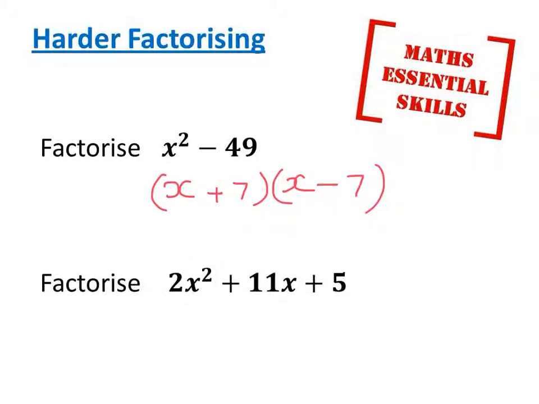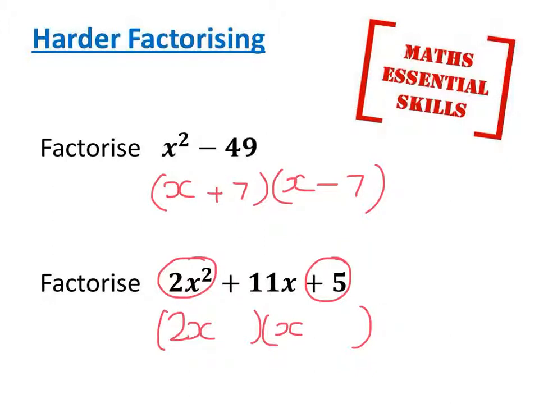So in this one, I'm looking for two numbers which multiply to make 5. Because I've got a 2x squared, I know it's going to be a 2x and an x, and I'm looking for numbers which multiply to make 5. In this case, it's 1 and 5, or 5 and 1, and because the whole question's positive, I know I don't need to consider negatives as well. So let's for a moment consider if it was 5 and 1 in our diagram.